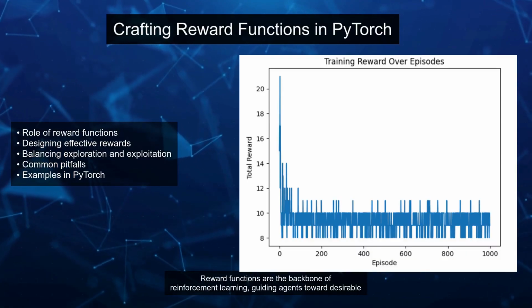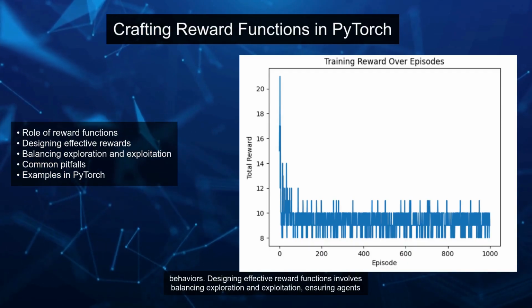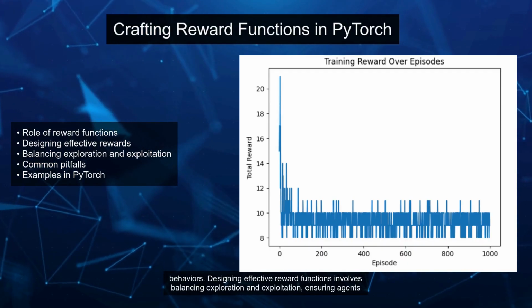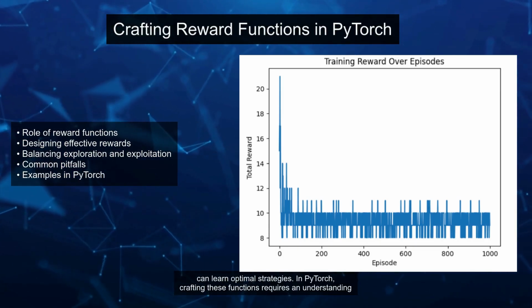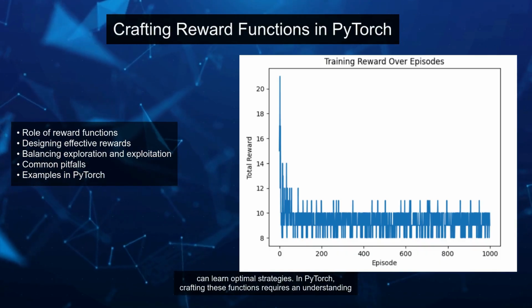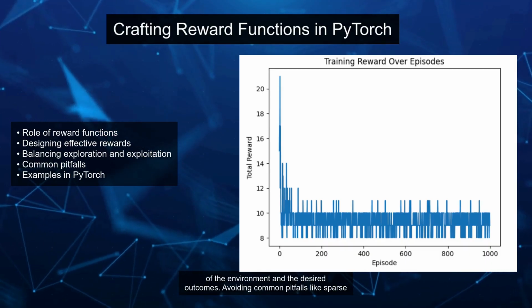Reward functions are the backbone of reinforcement learning, guiding agents toward desirable behaviors. Designing effective reward functions involves balancing exploration and exploitation, ensuring agents can learn optimal strategies. In PyTorch, crafting these functions requires an understanding of the environment and the desired outcomes.